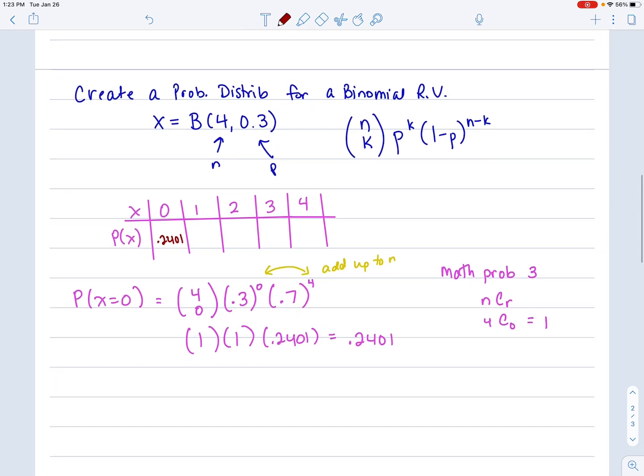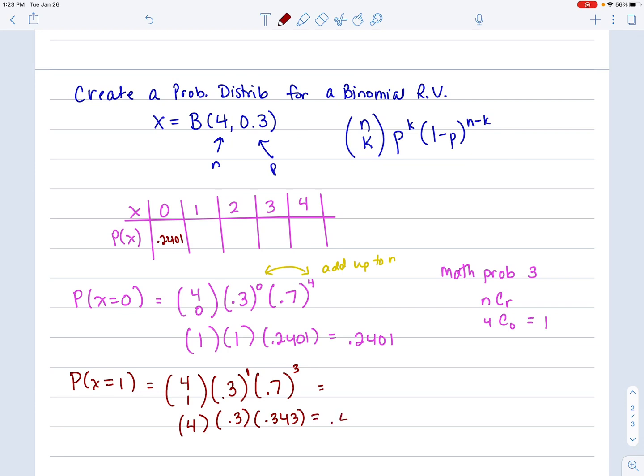Okay, to get the probability at 1, you're going to do the same formula. But now it's 4-1, which we'll get from the calculator. The 0.3 is now to the 1st power, and the 0.7 is going to be to the 3rd power. 0.3 and 0.7 add up to 1. The exponents always add up to n. So they're 1 and 3. So to put this in your calculator, 4C1 is 4. You can use that math probability. 0.3 to the first is 0.3. 0.7 to the third is 0.343. Multiply all that, you get 0.4116. So that's the probability at 1.